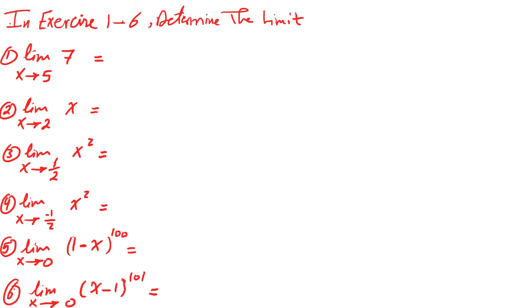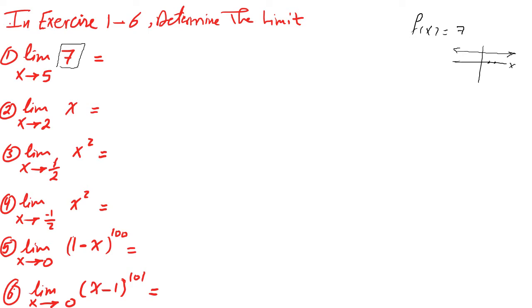In exercise questions from 1 to 6, determine the limit of the given function. And this one is an easy function that you should figure out in 1 or 2 seconds. For example, the first one, limit of x tends to 5, and the function is 7. We know that 7 is a constant function. f of x is equal to 7 is a linear function represented by a straight line parallel to the x-axis.